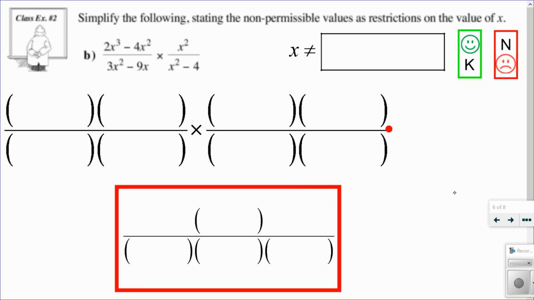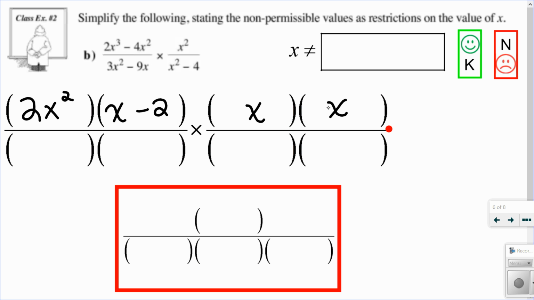Okay, let's look at class example number 2. So again, I'm going to factor. 2x cubed minus 4x squared. 2 and 4 have a GCF of 2. x cubed and x squared have a GCF of x squared. So 2 divided by 2 is 1. x cubed divided by x squared is x. Minus 4 divided by 2 is 2. x squared divided by x squared is 1. And then that's multiplied by x squared.